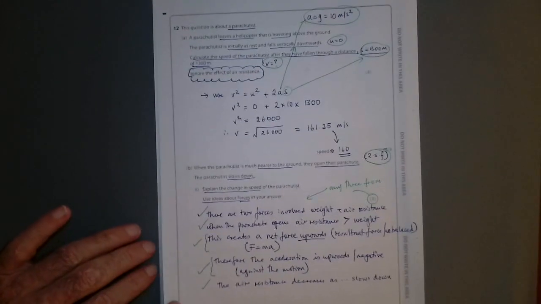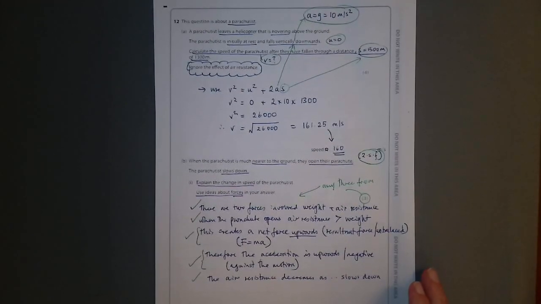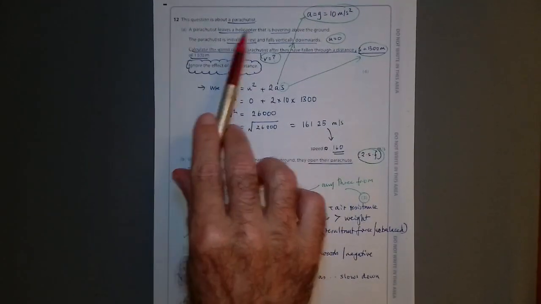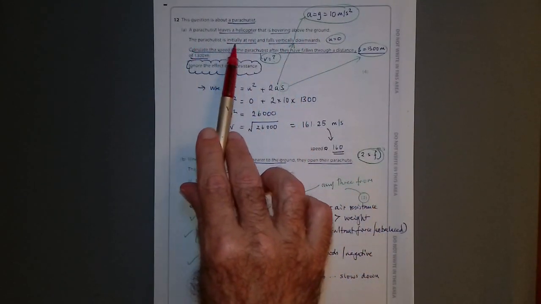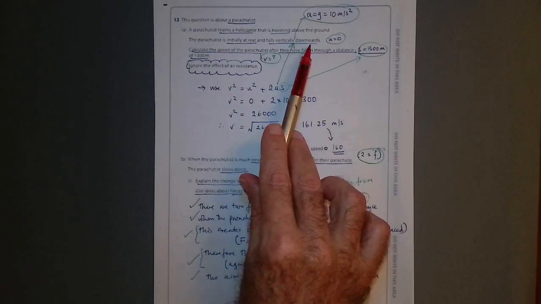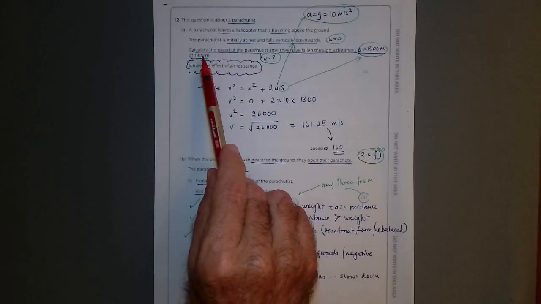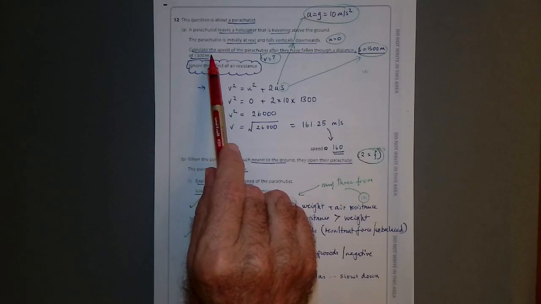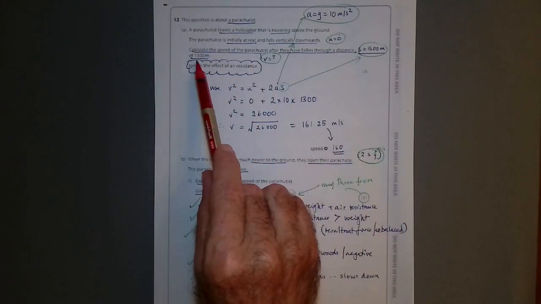Okay, the next question is about a parachutist, which is another very common question. It's about balanced forces and air resistance. So the question is about a parachutist, leaves a helicopter that is hovering above the ground. The parachutist is initially at rest, so again, u is 0, falls vertically downwards, so it gains kinetic energy. So it's potential energy to kinetic energy, so it's a repeat of previously asked questions. And this again, because we've got a combination paper here where we've taken the questions from units 1 to 5 for you to try. The calculated speed of the parachutist is after they've fallen through a distance of 1,300 meters.